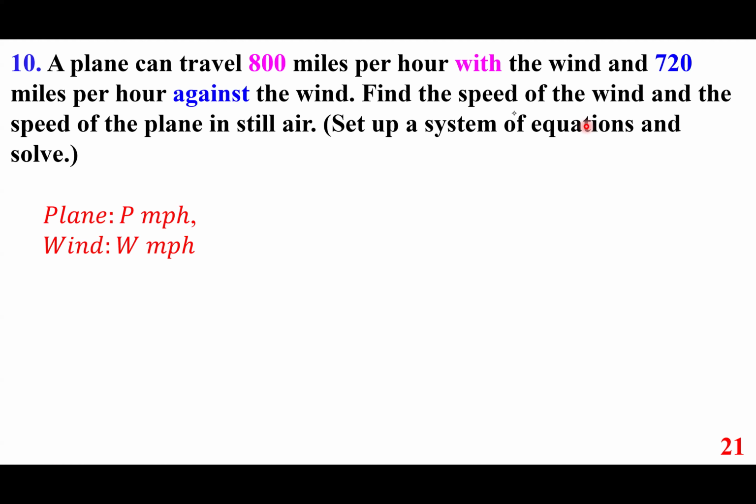When we go in the same direction as the wind, or if we are swimming, the current, or if we are in a boat, the speed of the current, if you are going in the same direction, the speed of the wind or the current will help us, and will be added to our speed. If you are going against it, it's going to work against us. So 800 miles with the wind, that means P plus W is 800. 720 against, that means P minus W is 720.